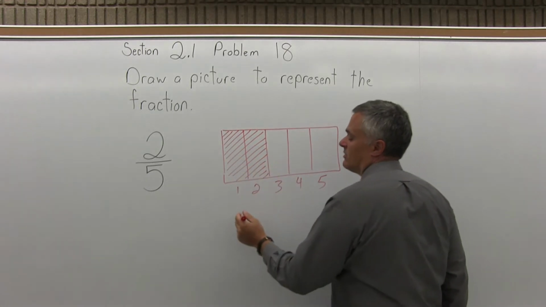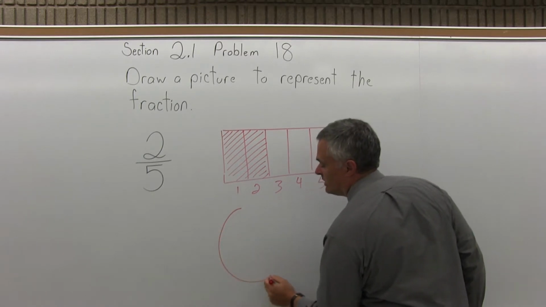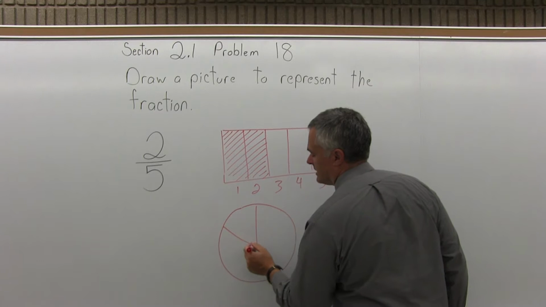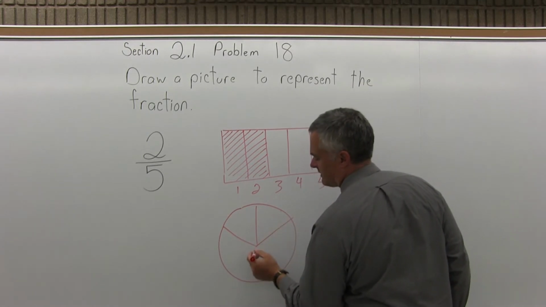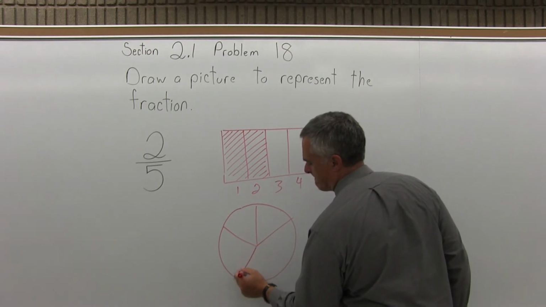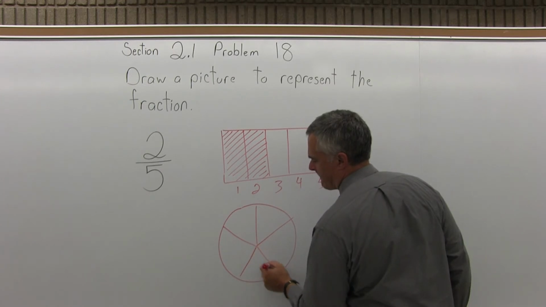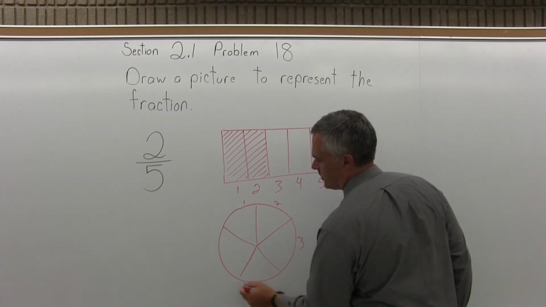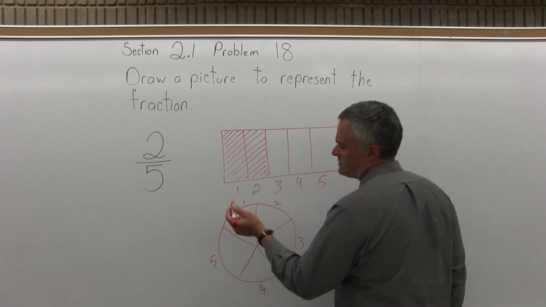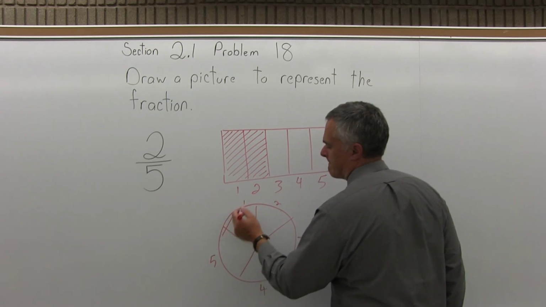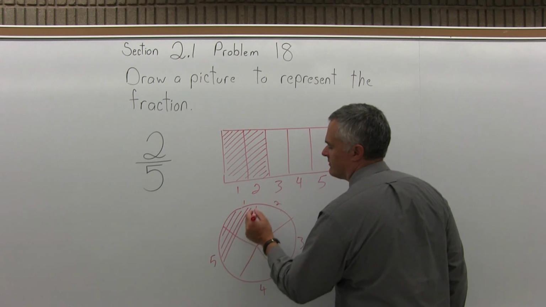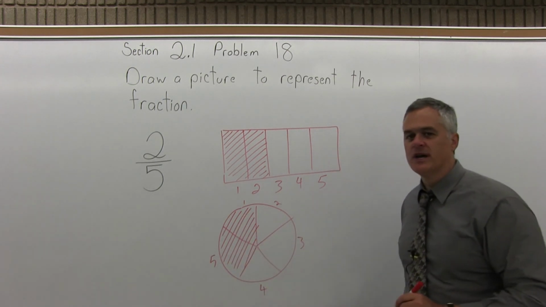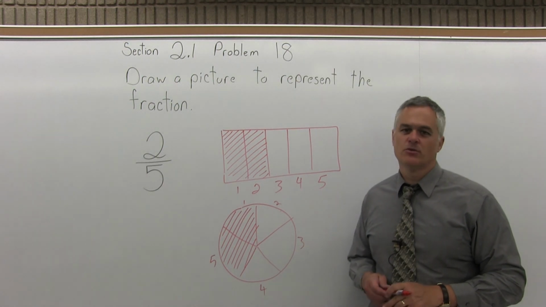And it doesn't have to be a rectangle. You could try and make it a circle. That would be maybe a little tougher to draw, but let's see how evenly I can split this into 5 parts. 1, 2, 3, 4, 5. And then just pick any 2 and shade them in. That'd be a different way of representing the fraction 2/5. They're both good. One is no better than the other.